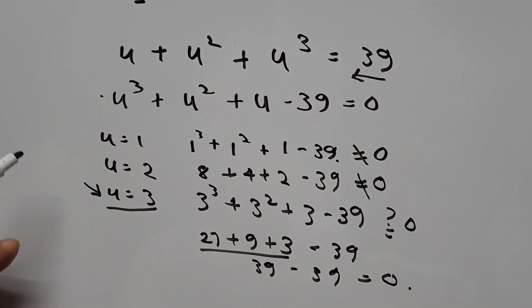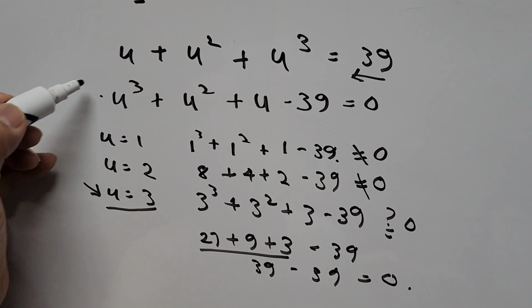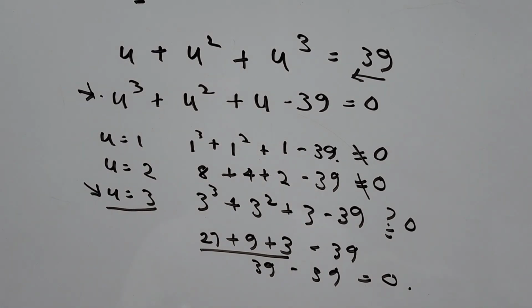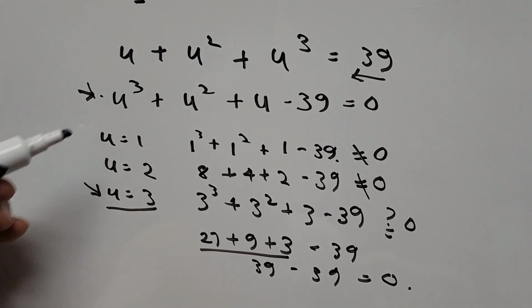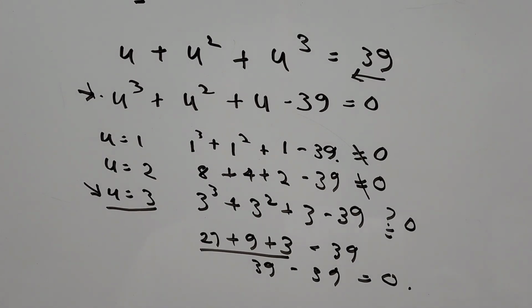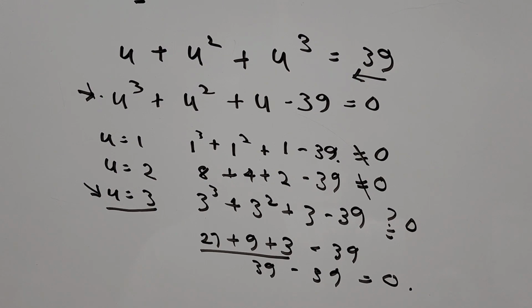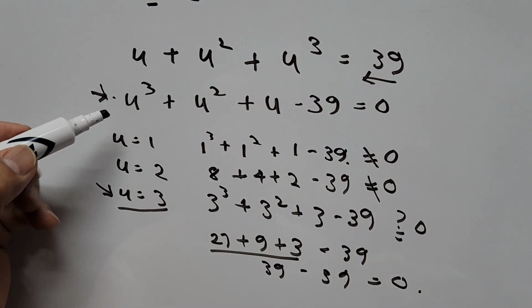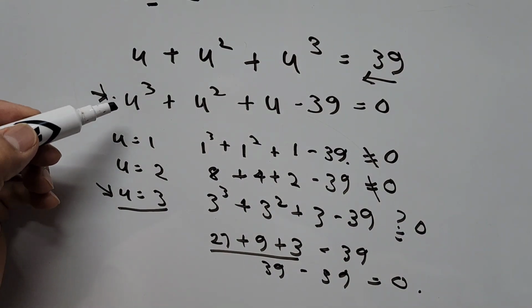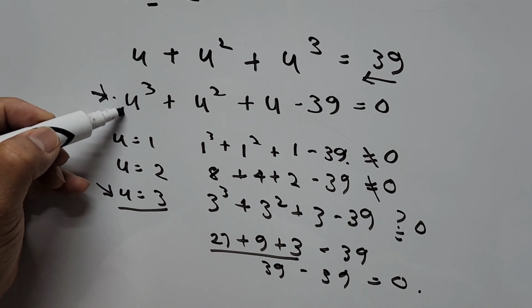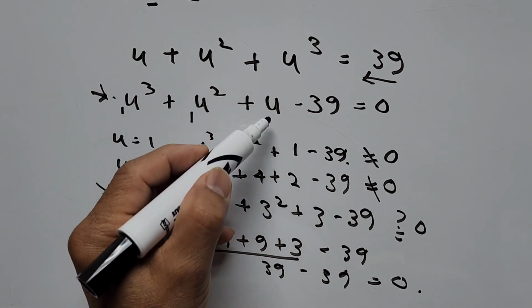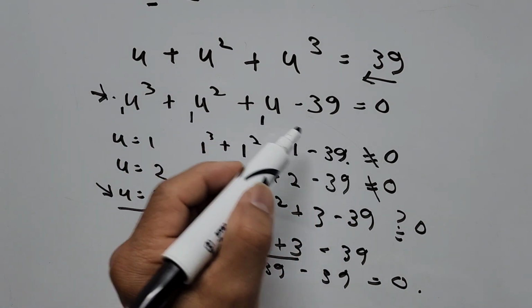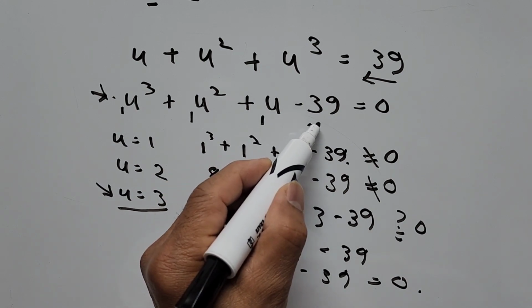So from here, we go back to the equation that we have. We'll be using synthetic division to find the other factors of this equation. Alright, so let's do that. In doing synthetic division, we'll be using the coefficients of each term. The coefficient of the first term on the left, u cubed, is 1, and here is 1 again, and 1 here, and then the last is the constant term, that's minus 39.